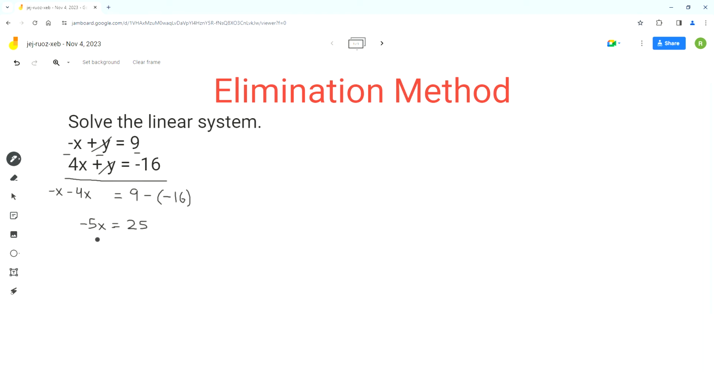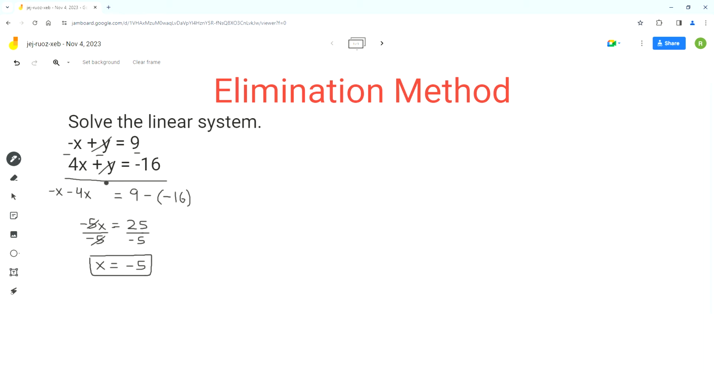Now we can isolate x by dividing both sides by -5. So the -5's on the left side cancel each other out, and we are left with x equals 25 over -5, which is equal to -5. So this should be the final answer for value of x.